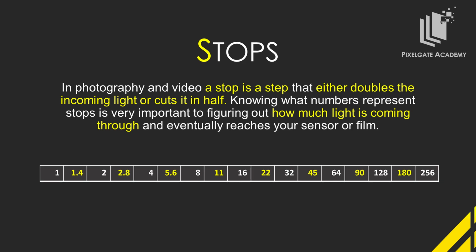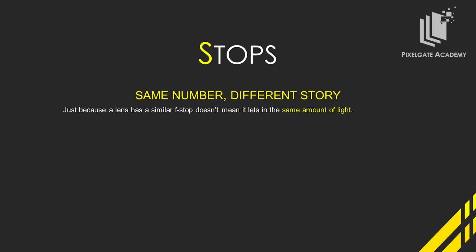So there we are doubling and halving. If you have anything in between in the camera, it's the thirds in between. That's just setting the base, but we talk about full stops on what you see here. Anyway, stops: same number, different story.